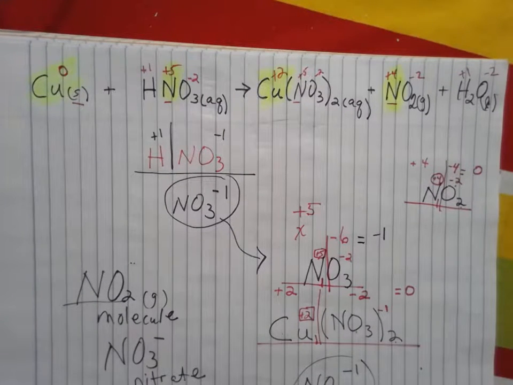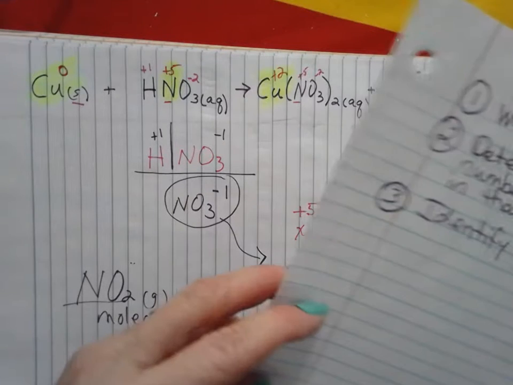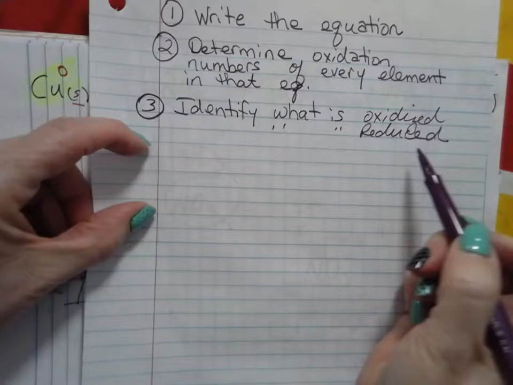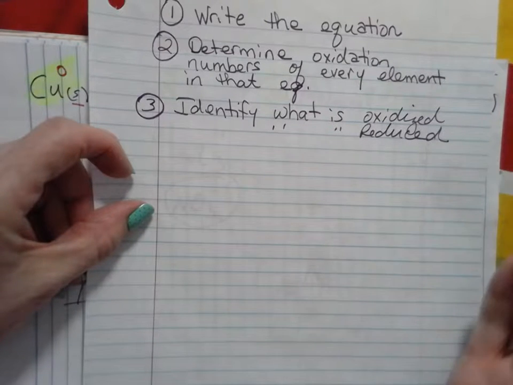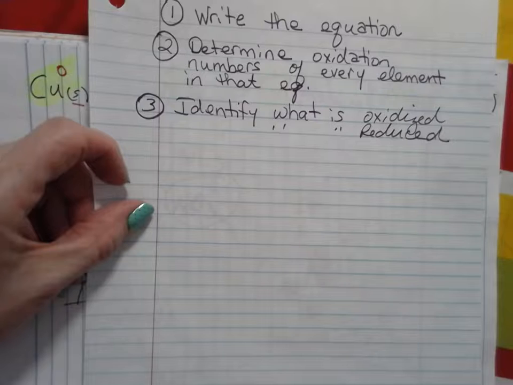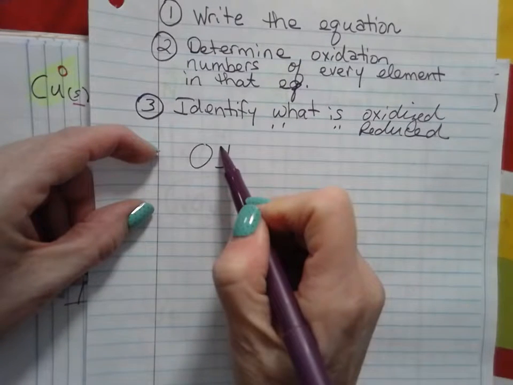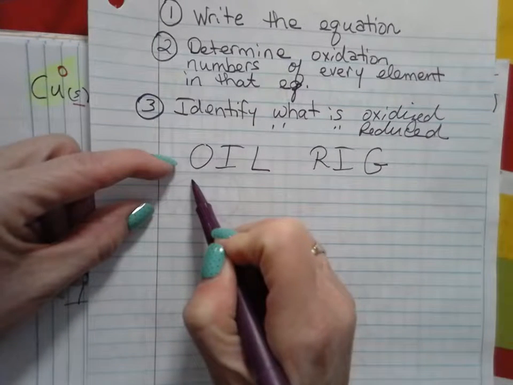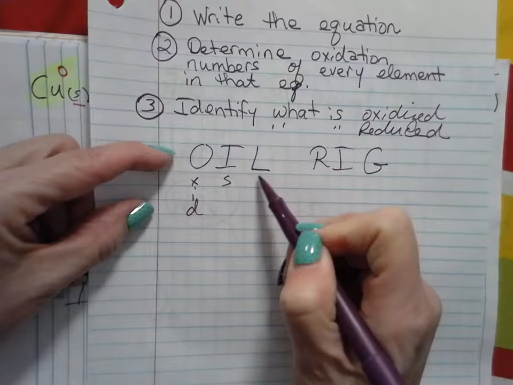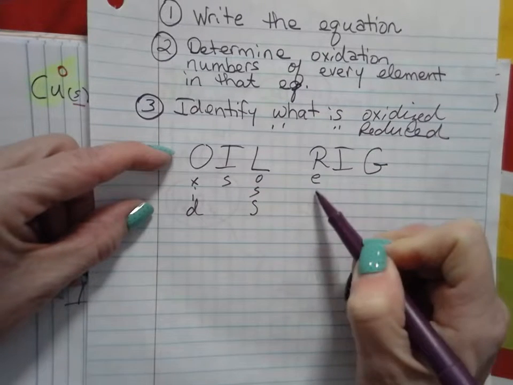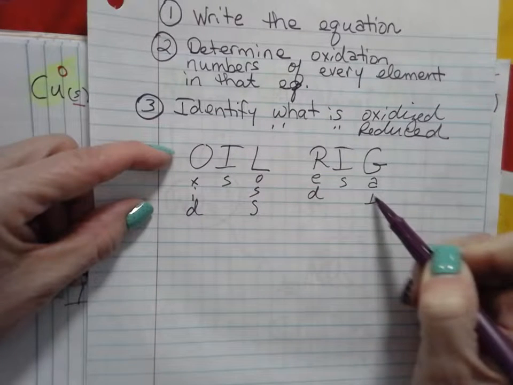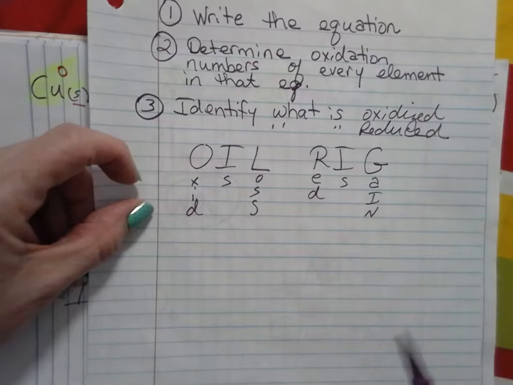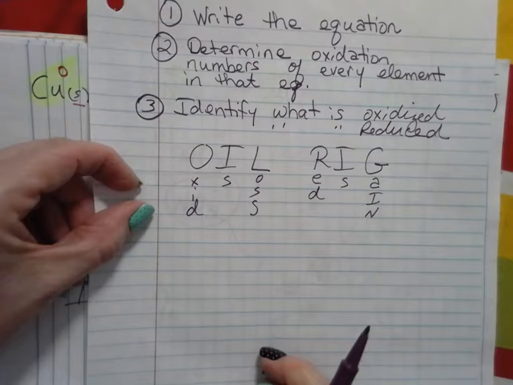One way to remember this, if it doesn't come back to you, is a mnemonic called OIL RIG. Oxidation is loss of electrons, reduction is gain of electrons.